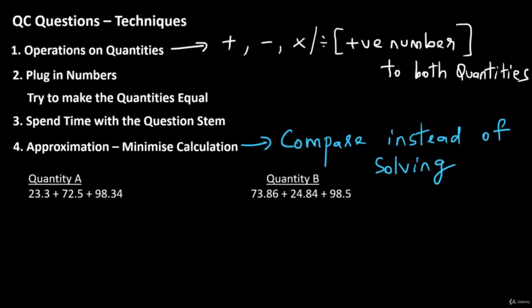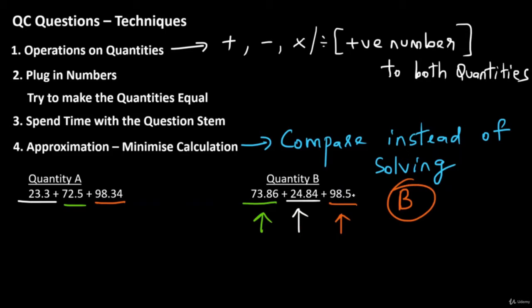If you look carefully at this question, you can see that if you compare 23.3 and 24.84, 24.84 is the bigger number, right? Now, if you compare 72.5 and 73.86, this one over here is the bigger number, right? Now, again, if you compare 98.34 and 98.5, 98.5 is the bigger number. So by comparing these three numbers individually, it's bigger on this side, right? Therefore, definitely quantity B has to be greater than quantity A, and the correct answer to this question is option B.